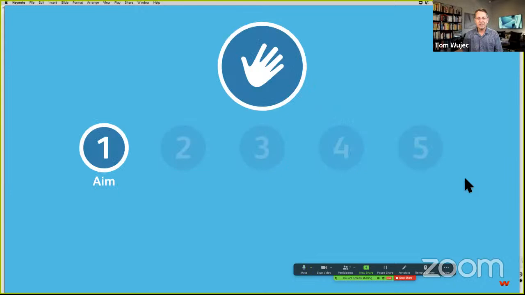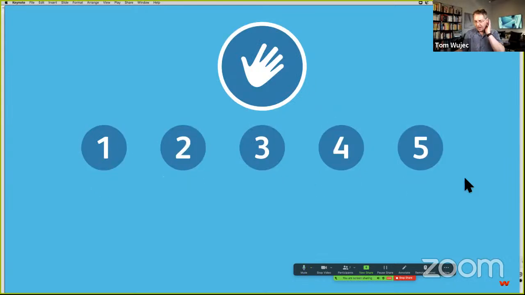So here are the steps that we're going to go through in the course of our discussion. First, reframe the question. Is this the right question that we want to tackle? Second, we're going to express those.